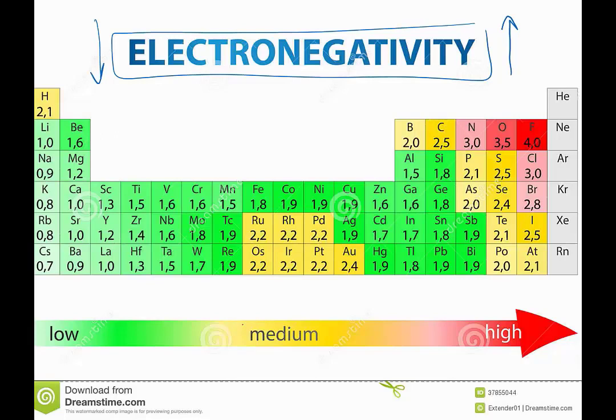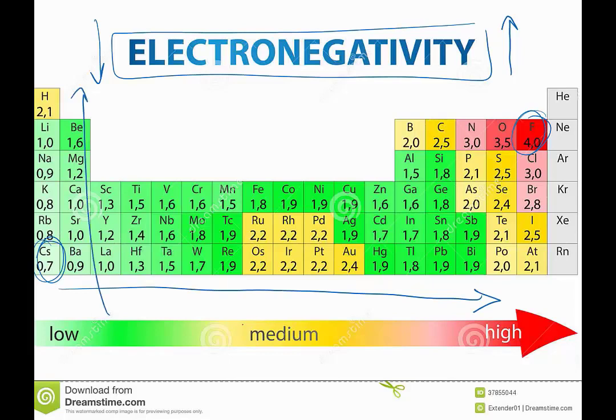Where is the lowest electronegativity here? Cesium. Where is the highest electronegativity here? Fluorine. So the electronegativity increases generally when you move to the right and also when you move upward. So the electronegativity increases in this direction.